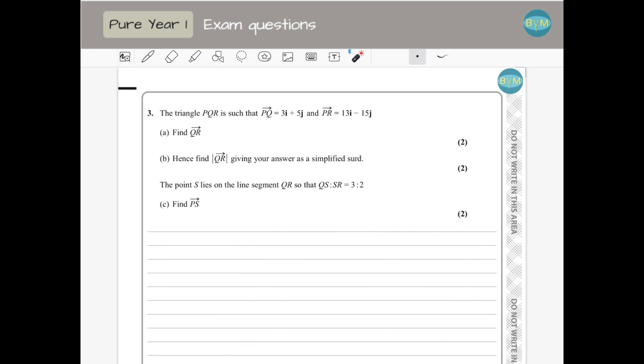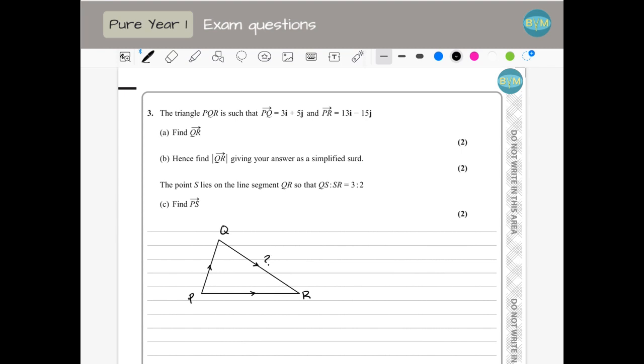This is question 3 on your AS level Edexcel, June 2022. So you have a triangle PQR, such that PQ is this vector here, PR is this vector here, and we need to find QR. If you have any triangle, I would do a sketch, even if it's not accurate, to see what you have. So you have PQR, and they give you PQ, this vector here, and PR, this vector here. And they ask for QR, this one here.